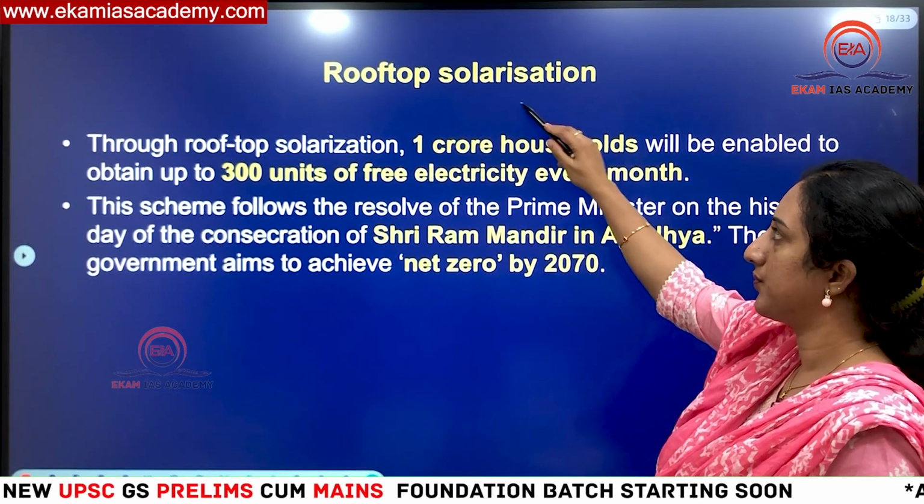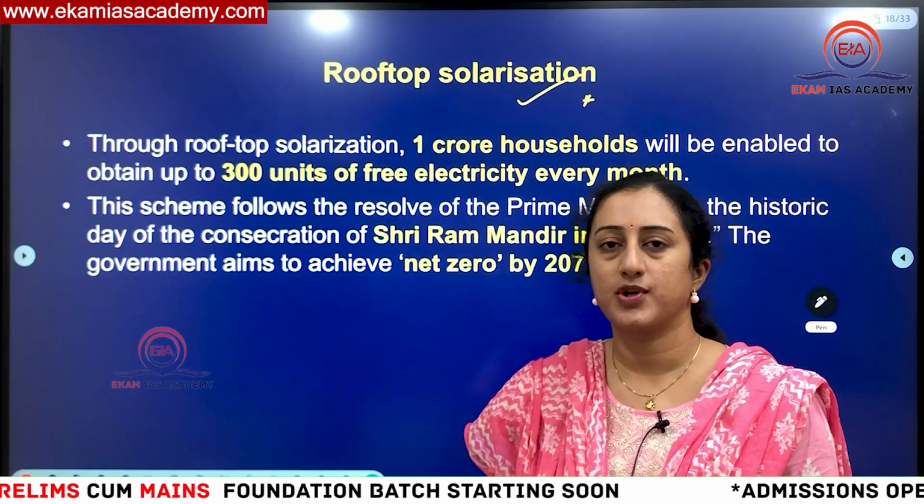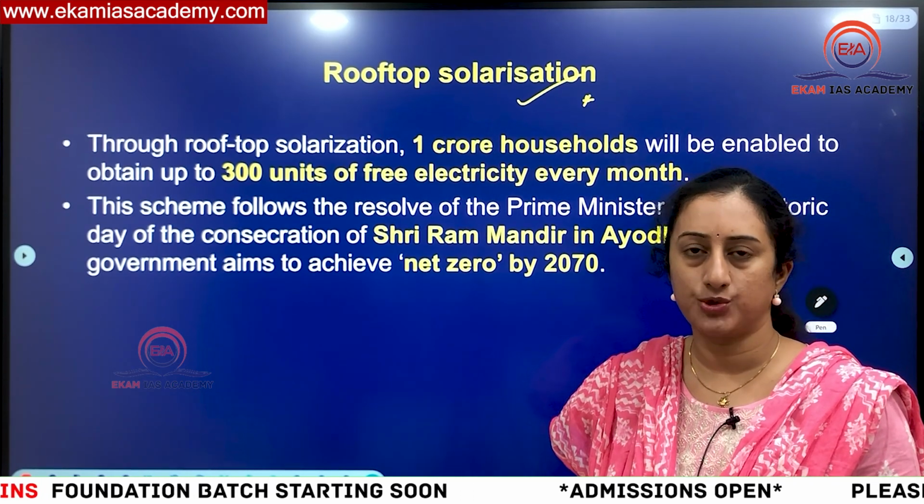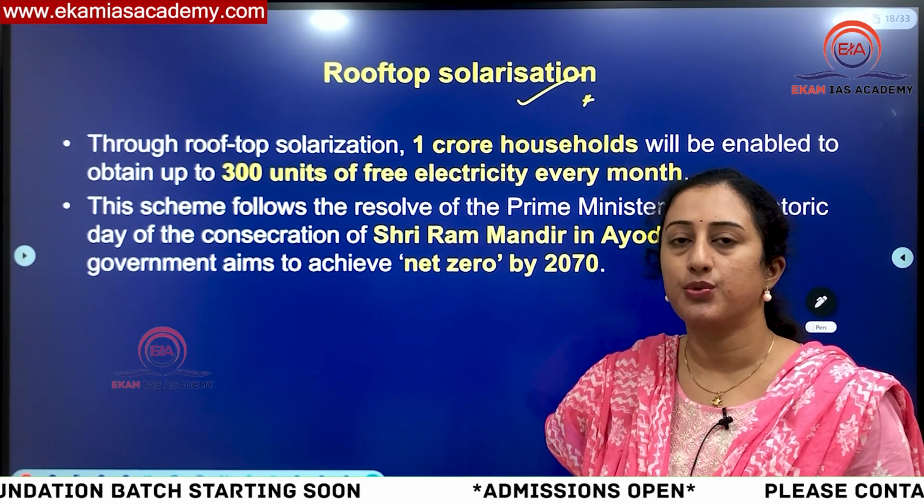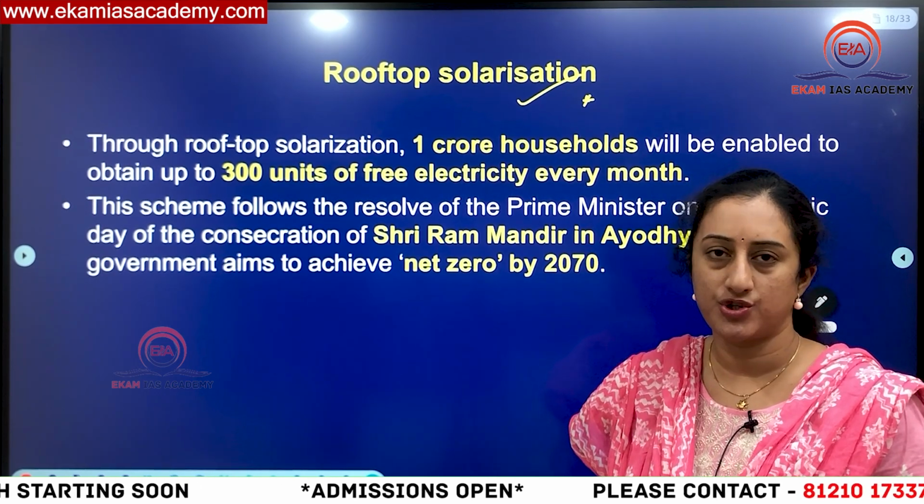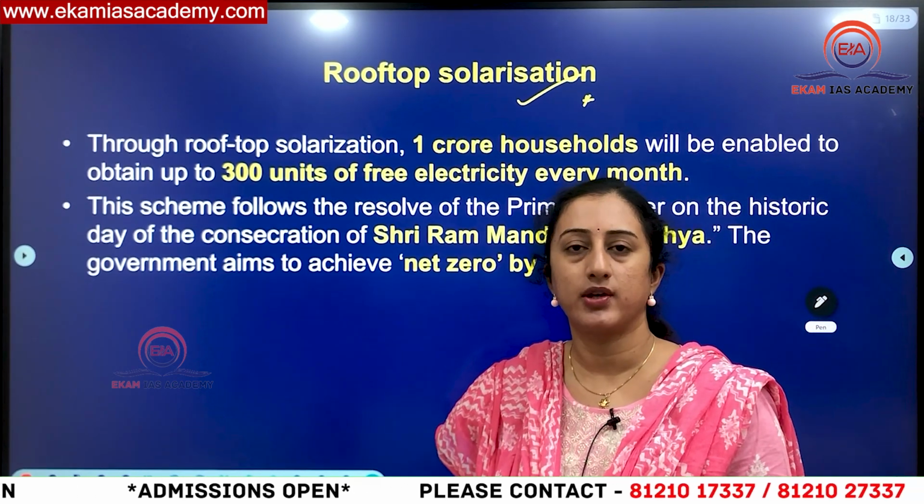Then rooftop solarization. If you have remembered, in recent times this has gained prominence because on the eve of the inauguration of Ram Mandir in Ayodhya, the Prime Minister announced a new program, Pradhan Mantri Suryodaya Yojana, that is aiming at providing rooftop installations to 1 crore households.